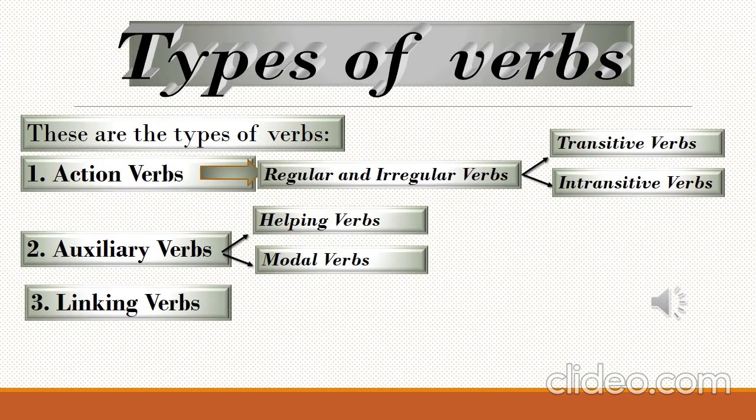The following are the main three types of verbs. 1. Action verbs. These verbs may be regular or irregular verbs. Other two types among these verbs may be transitive verbs or intransitive verbs. 2. Auxiliary verbs. These may be helping verbs or modal verbs. 3. Linking verbs. Other relevant kinds, such as infinitives, participles, gerunds etc. would be discussed in another video.